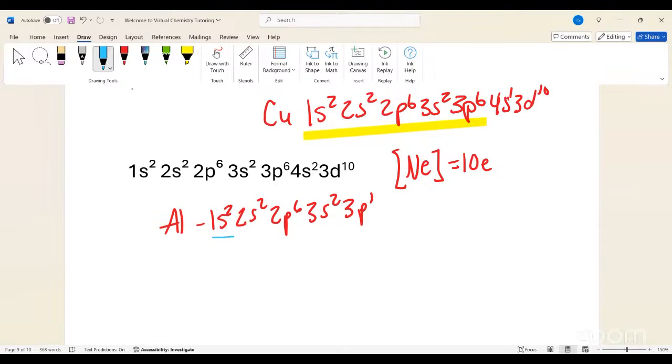All right. So the first 10 of these are going to take over neon. So that's neon. Then we're going to write 3s2, 3p1. And that is your noble gas configuration for aluminum.